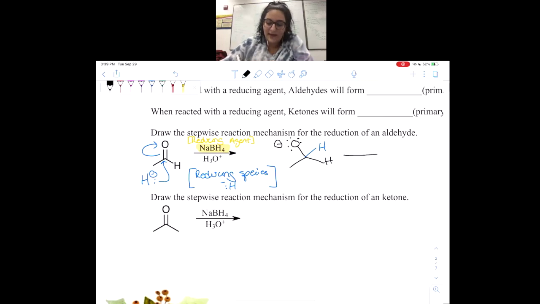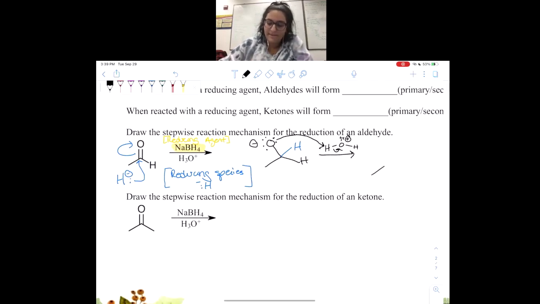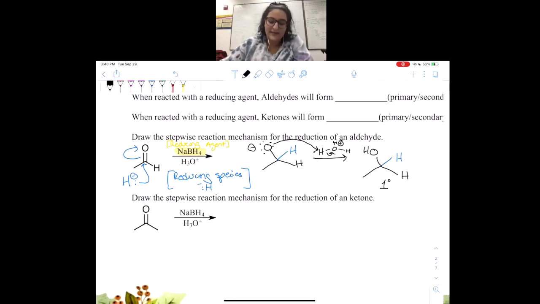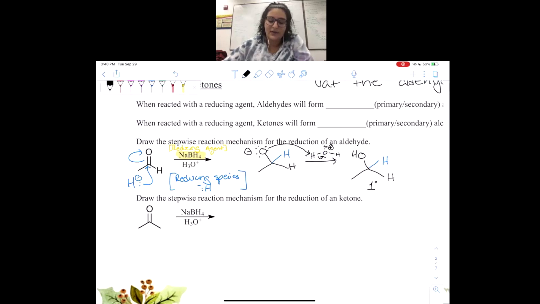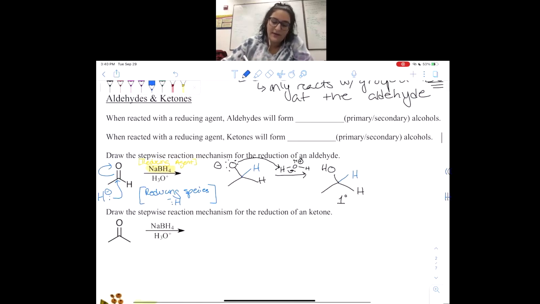Next up, we have H3O+ in solution. And so we're going to go ahead and protonate this oxygen. So it'll steal a hydrogen. And we are left with a handy dandy alcohol. More specifically, we have a primary alcohol, since this carbon is only attached to one other carbon. So we could say that when reacted with a reducing agent, aldehydes will always form primary alcohols.